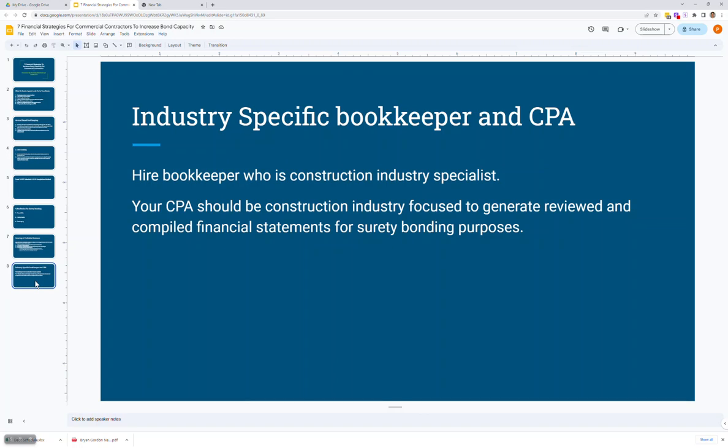You need to work with the CPA to get the financials which are reviewed or compiled and have to be industry specific. So just going to a tax preparer and asking them to provide you with these, they will not be able to help you.